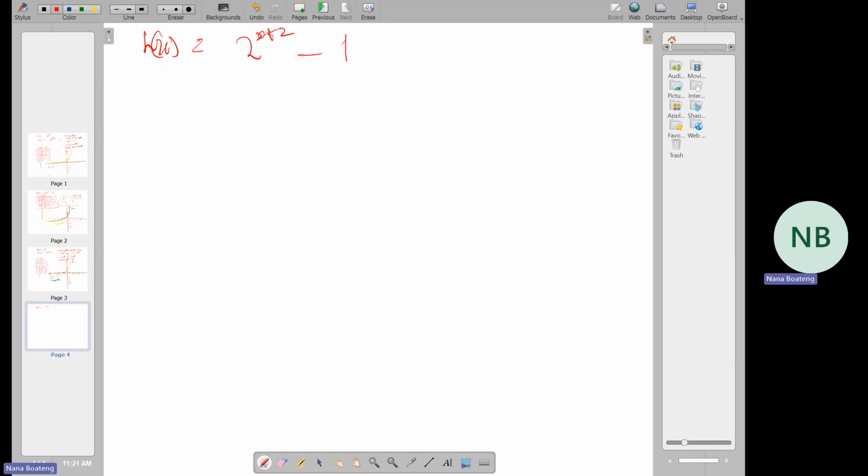2 power x plus 2 minus 1. Before we graph it, we also have to pick x values and calculate the corresponding values. But what we have to note here in the h of x values is that because of the power x plus 2, h of x has been shifted to the left by 2.